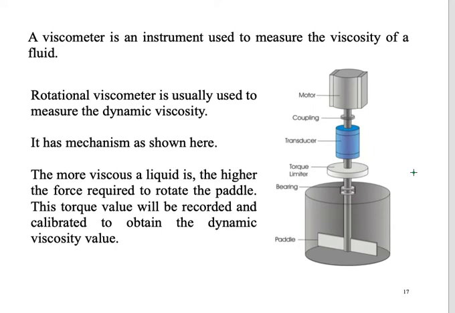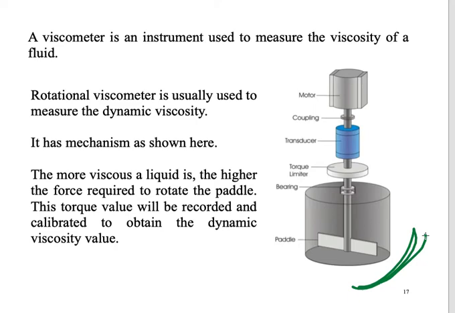Now I would like to share with you the idea of how to measure viscosity. A viscometer is an instrument used to measure the viscosity of a fluid. A rotational viscometer is usually used to measure dynamic viscosity. It has the mechanism as shown here. The more viscous a liquid is, the higher the force required to rotate the paddle. This torque value will be recorded and calibrated to obtain the dynamic viscosity value.